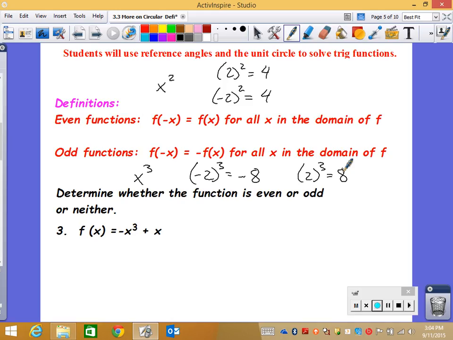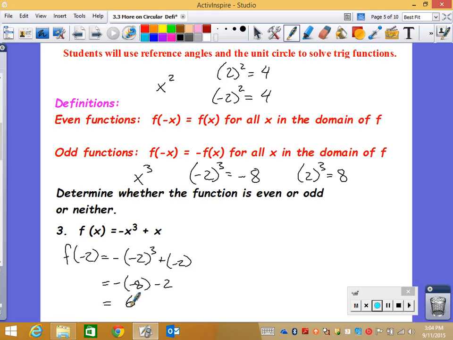So let's try an example here. Determine whether the function is even or odd, or neither. So I'm going to do the same thing. I'm going to plug in a negative 2 and a positive 2. So f of negative 2, let's just plug it all in. Negative 2 cubed plus a negative 2. Remember, my negative 2 cubed becomes negative 8, but it's a negative of that, so this becomes positive 8 minus 2, which is 6.